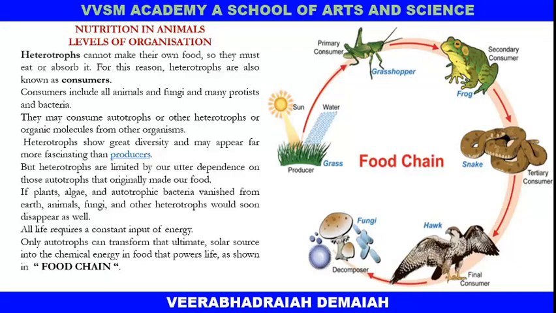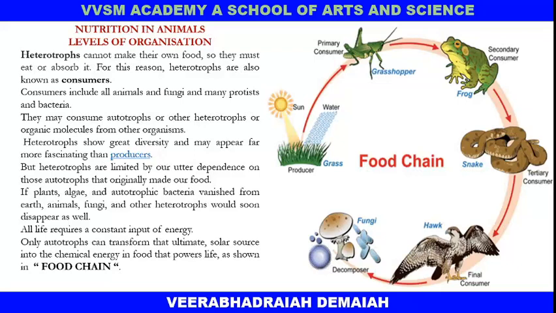Autotrophs and heterotrophs. Heterotrophs cannot make their own food, so they must eat or absorb it. For this reason, heterotrophs are also known as consumers. Consumers include all animals and fungi and many protista and bacteria. They may consume autotrophs, other heterotrophs, or organic molecules from other organisms. Heterotrophs show great diversity and may appear far more fascinating than producers, but heterotrophs are limited by their utter dependence on those autotrophs that originally made our food. If plants, algae, and autotrophic bacteria vanished from Earth, animals, fungi, and other heterotrophs would soon disappear as well.